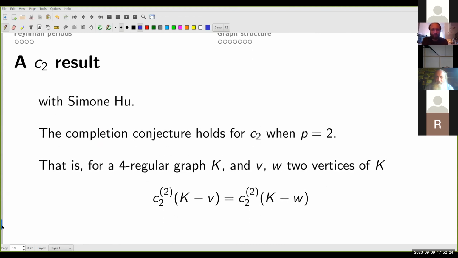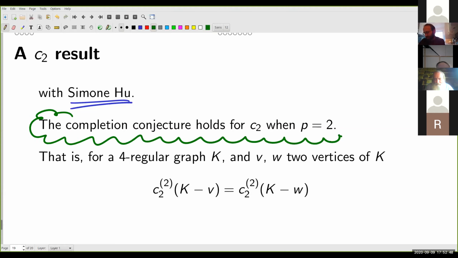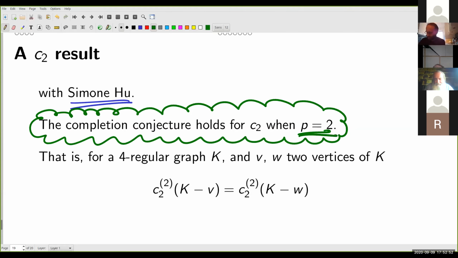Okay, I have just a couple of minutes left, and I want to say something that's actually my own work. I mean, I have figured in a small way in some of these other things, actually double triangle is substantially my work too, but here's something new that's my own work, along with one of my master's students, Simone Hu. And this is our theorem: the completion conjecture holds for the prime p = 2.